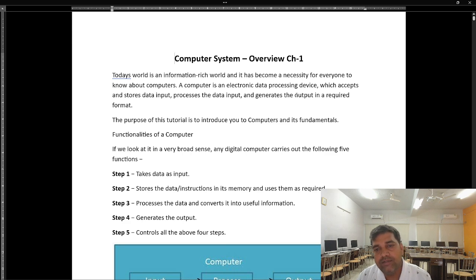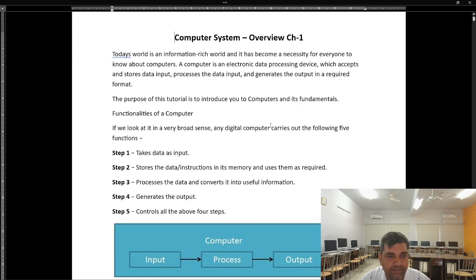So this computer is used to process those data and stores that data input in some memories, in the hard disk, and after that it processes the data input and generates the result, means output, in the required format, in which format you need the output. Means in a binary format you need, in a text format you need. This depends on what your requirement is.